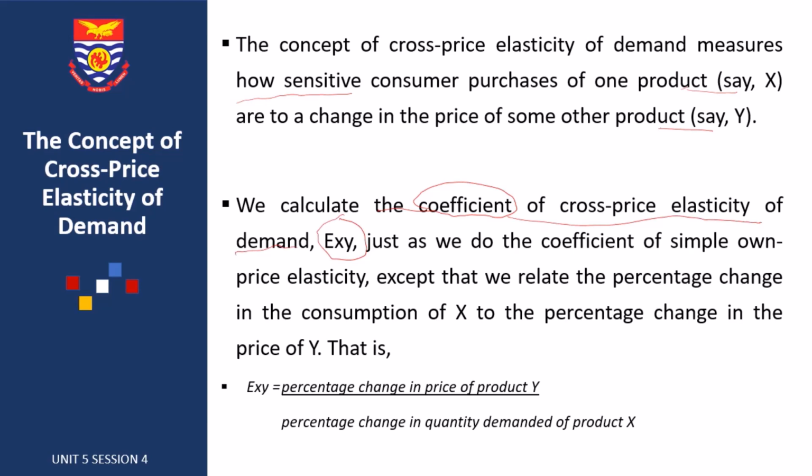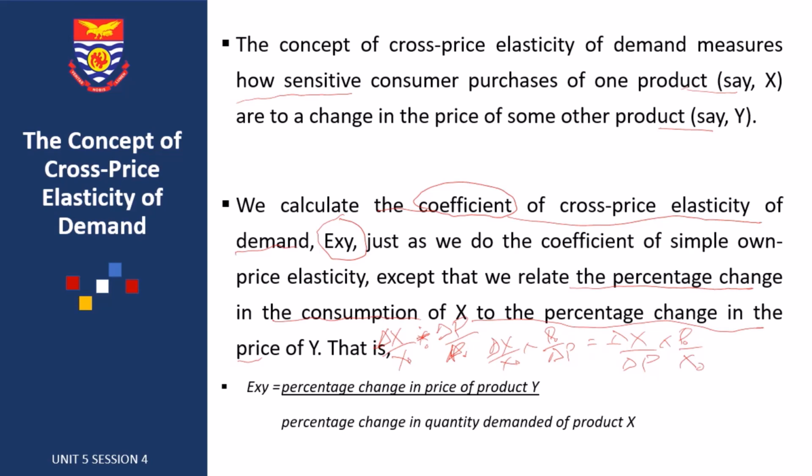That's how we represent it. We represent it by EXY, just as we do for the coefficient of simple elasticity, as we did in the other sessions before this, except that we relate the percentage change in consumption of X to percentage change in price of Y. For a particular commodity, we said change in X over X naught, divided by change in price over price naught, which gave us the formula for elasticity of demand. This X can be Q.